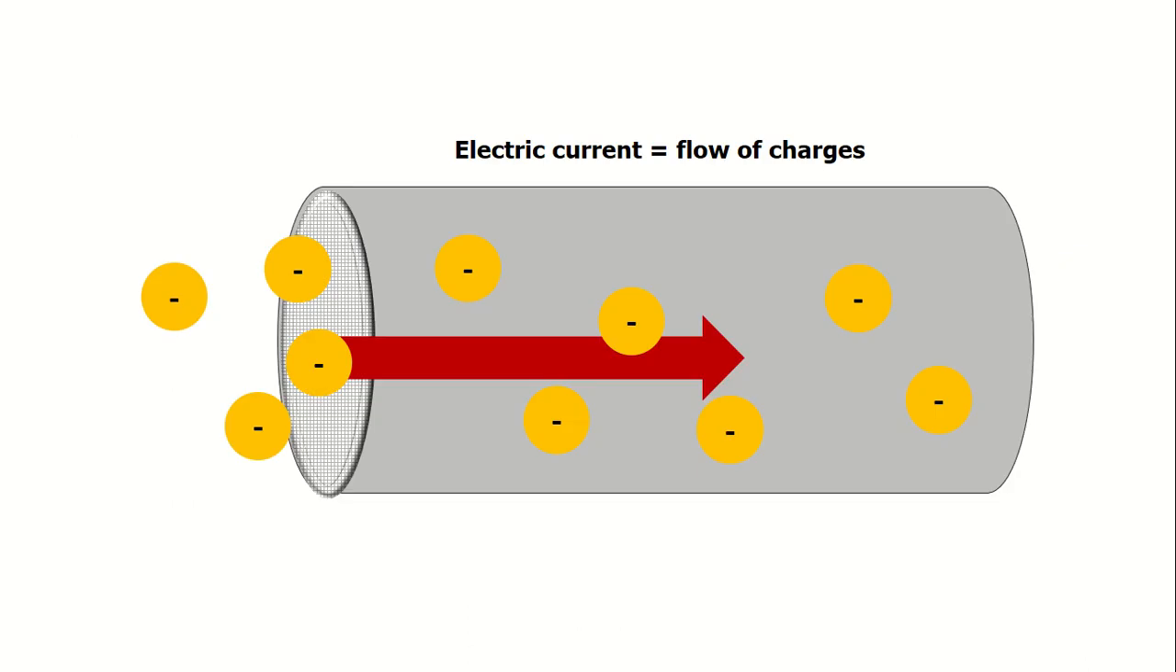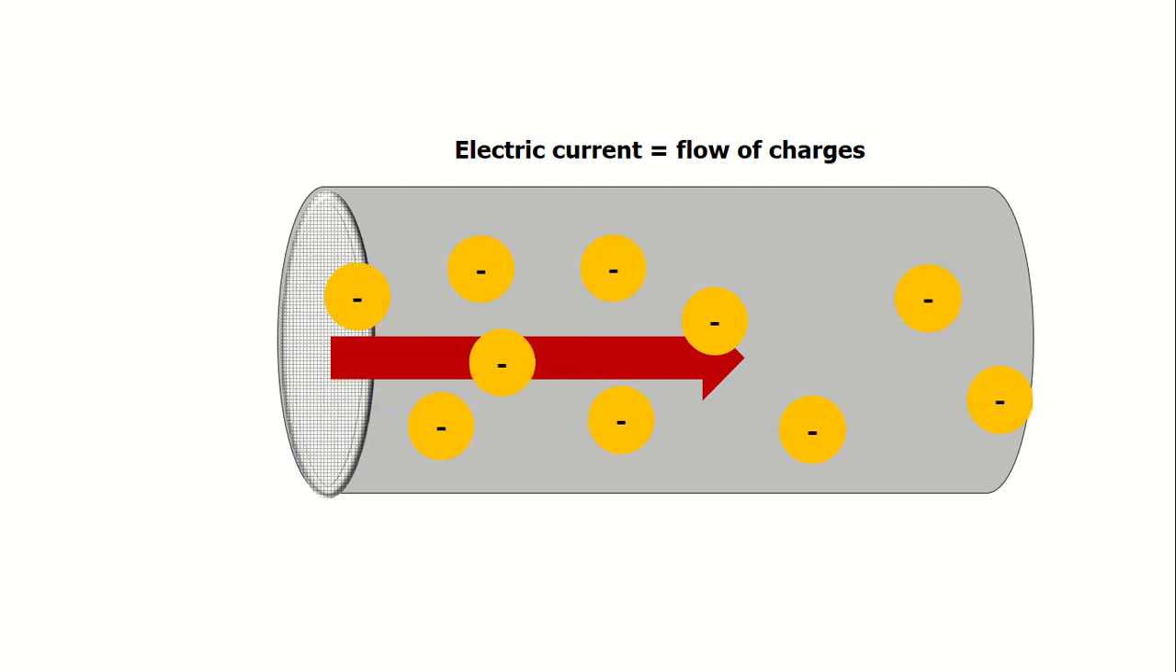Just as water current is the flow of water molecules, electric current is simply the flow of electric charge. If we have a conducting wire like this, we can calculate the magnitude of electric current by counting the number of charges passing through it over a period of time. But what causes charges to flow from one end of the wire to the other?